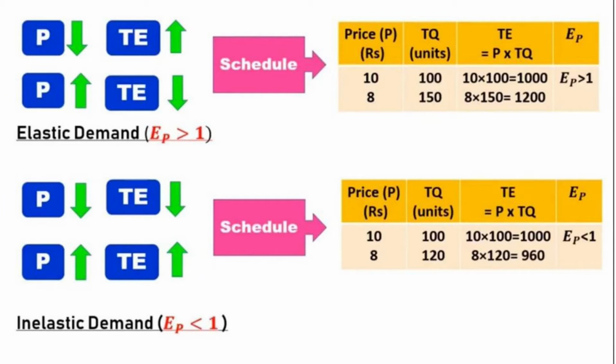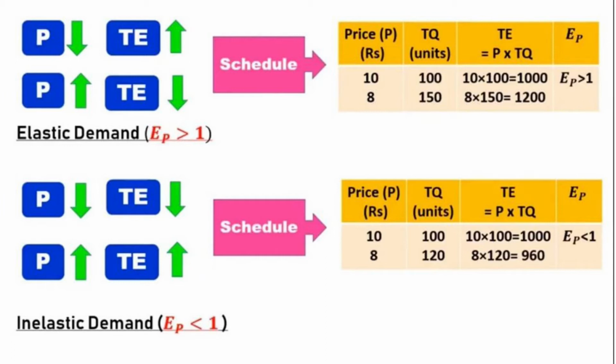Let's take it with the help of a schedule here. You can see here, price P is denoted by 10 rupees and 8 rupees. When the price is 10 rupees, the quantity purchased is 100 units. Yesterday, I gave an example of purchasing rice. When the consumer's income is rupees 100, you are ready to buy 10 kgs. In the same way, now you can see when the price is rupees 10, the total units purchased is 100. So total expenditure is equal to price into total quantity, so 10 into 100.